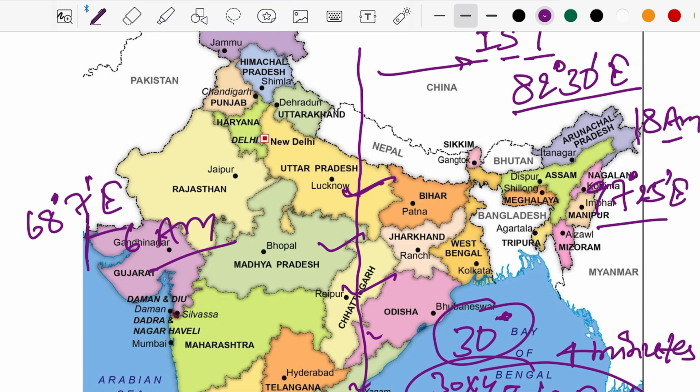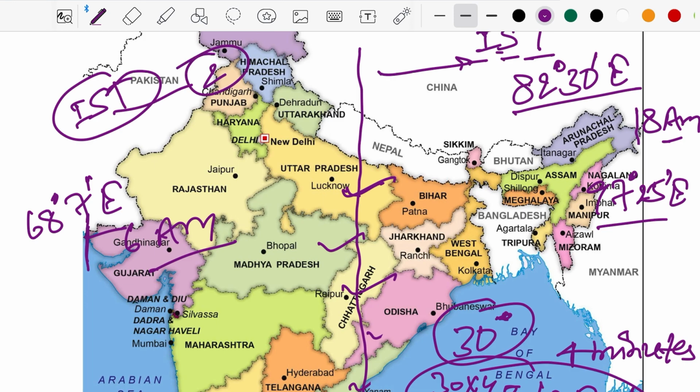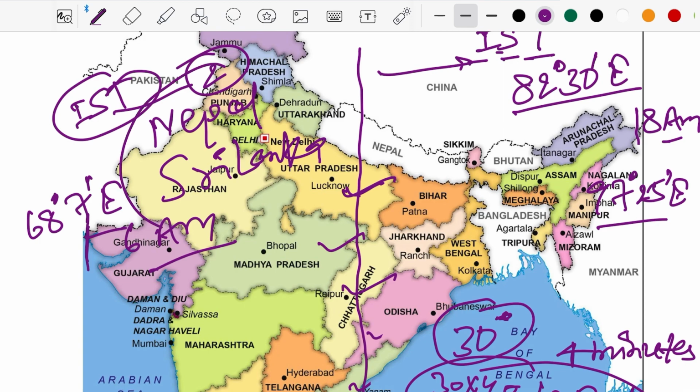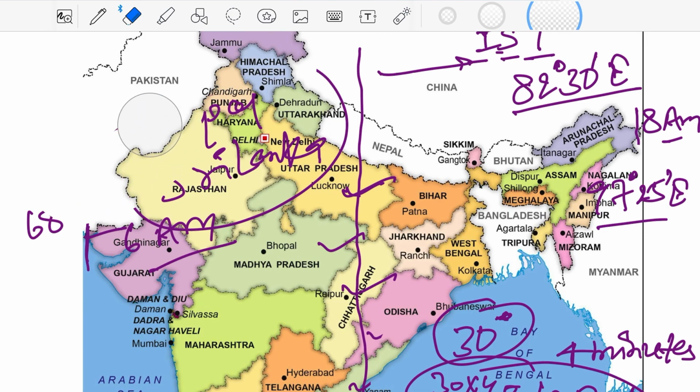To overcome this, we have made the Indian Standard Time, that is 82 degree 30 minutes, so that each part of India has the same time. This Indian Standard Time is followed by 2 more countries. What are they? Nepal and Sri Lanka follow the same time zone as Indian Standard Time. Okay, next I will talk about the time zones.